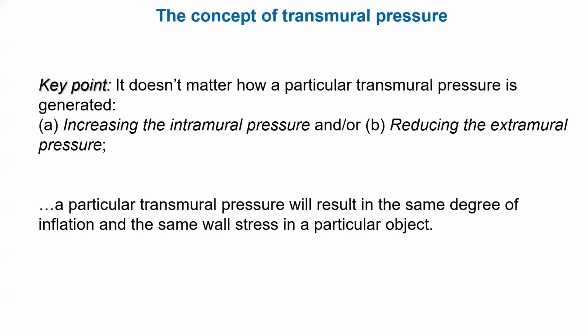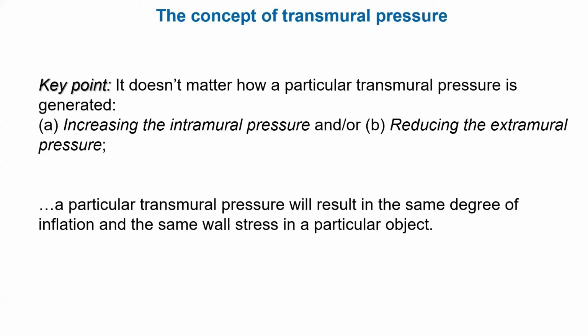So awesome. Thanks, Maria. All right, so the concept of transmural pressure. The key point is it doesn't matter how a particular transmural pressure is generated. You can increase the transmural pressure by increasing the intramural pressure, for example, if we blow into the balloon, right? So we're creating positive pressure inside the balloon. Or you can reduce the extramural pressure like we did in that experiment.